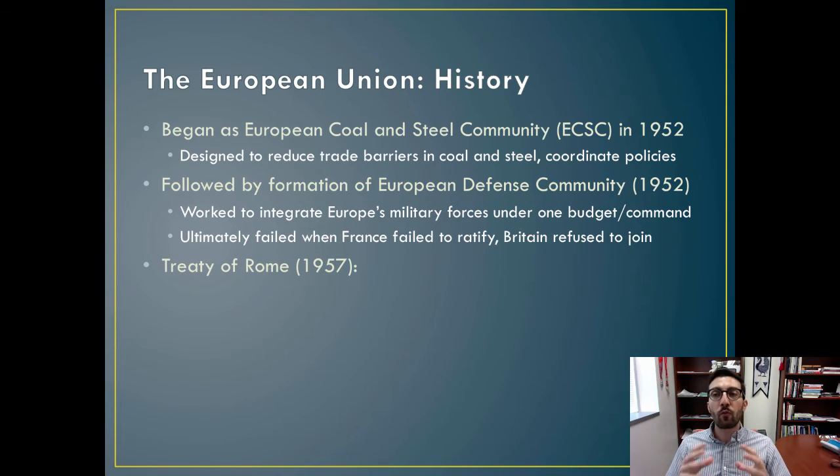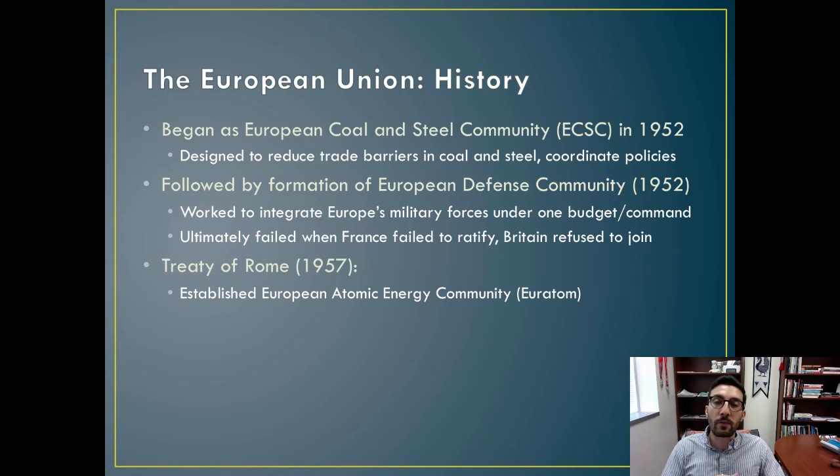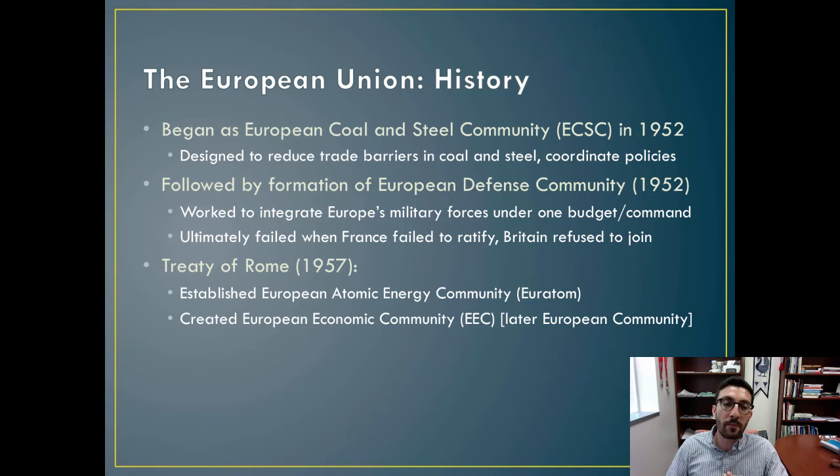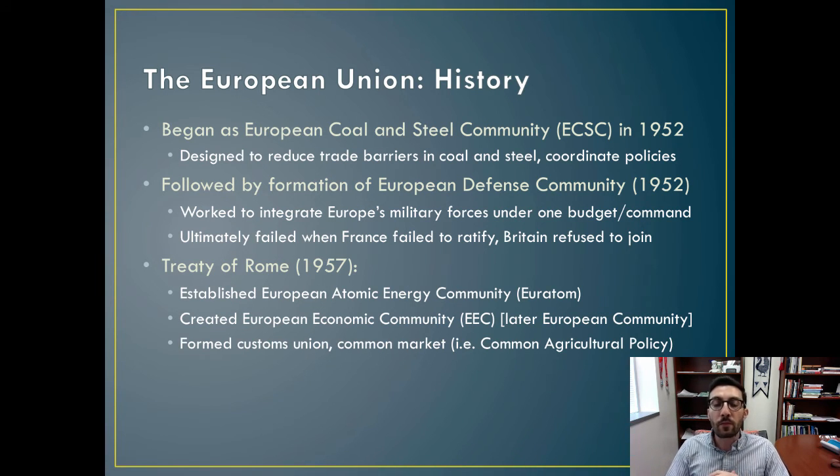Then we have the real formal adoption of an international treaty that began the European Union as we understand it today in earnest, and that was in 1957. It established, among other things, the European Atomic Energy Community, or Euratom. It created the European Economic Community, which was later renamed the European Community. It formed a customs union and a common market, for example, the Common Agricultural Policy.